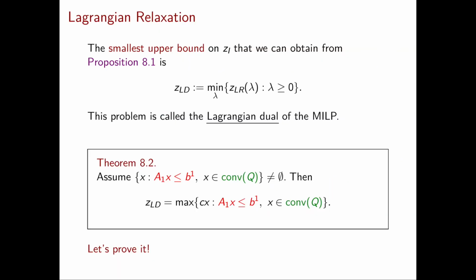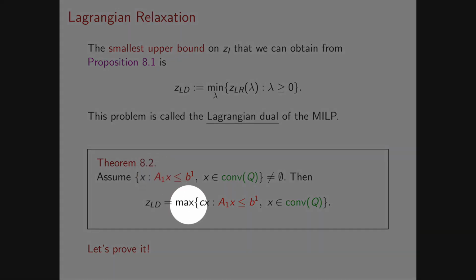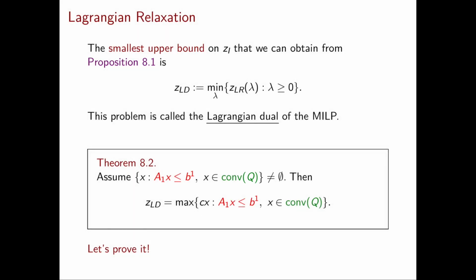Now that we've shown theorem 8.2, I want to briefly discuss the assumption of the theorem. Namely, we're assuming that the feasible region of this maximization problem, this set over here, is non-empty. And we saw in the proof that we in fact used this assumption. A natural question then is, do we really need this assumption for the theorem to hold? And the answer, of course, is yes.